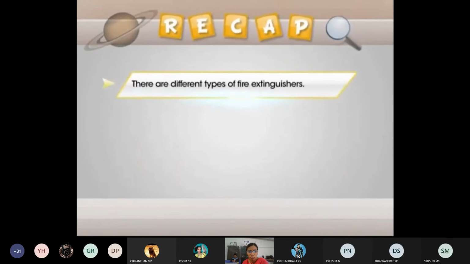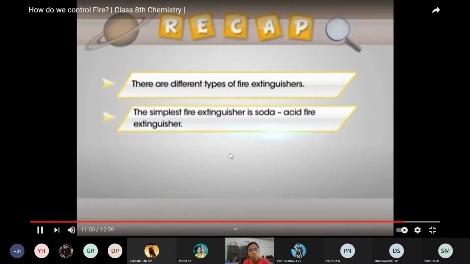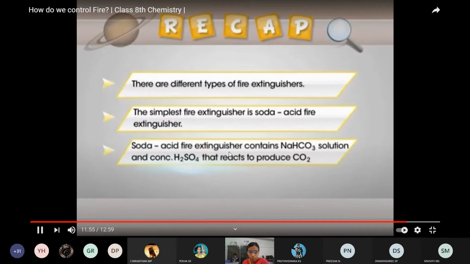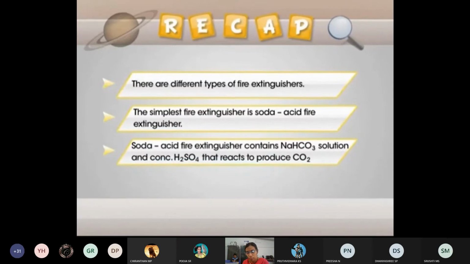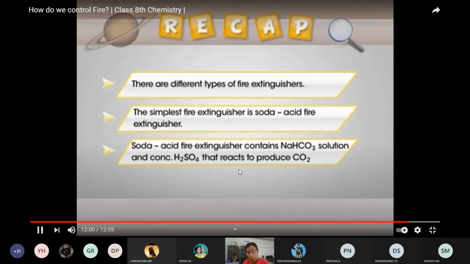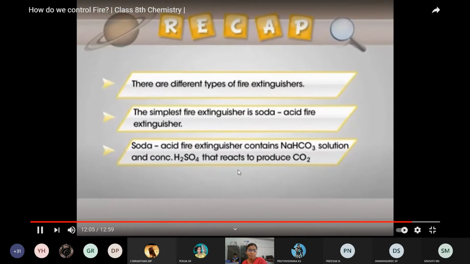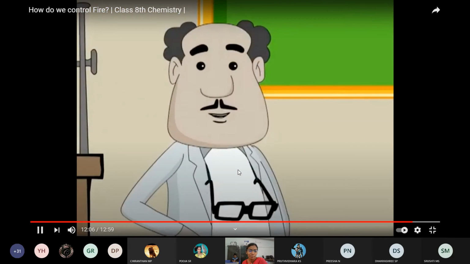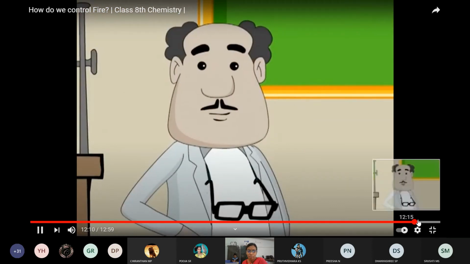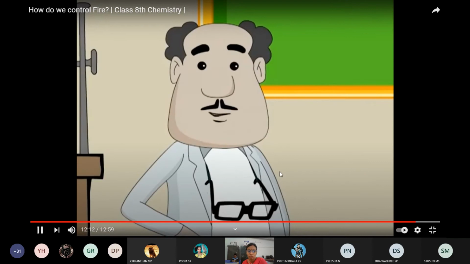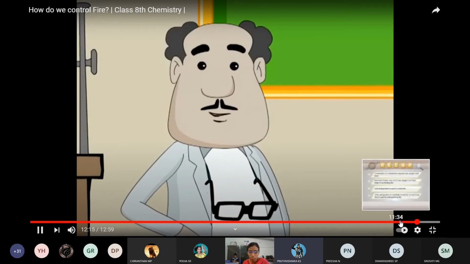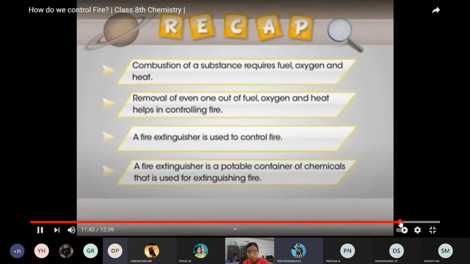There are different types of fire extinguishers. The simplest fire extinguisher is a soda acid fire extinguisher. Soda is sodium bicarbonate. Soda acid fire extinguisher contains sodium bicarbonate solution and concentrated sulfuric acid that reacts to produce carbon dioxide. And that's all we have about fighting fire today. Better not be absent-minded with fire around. Never play with it ever.